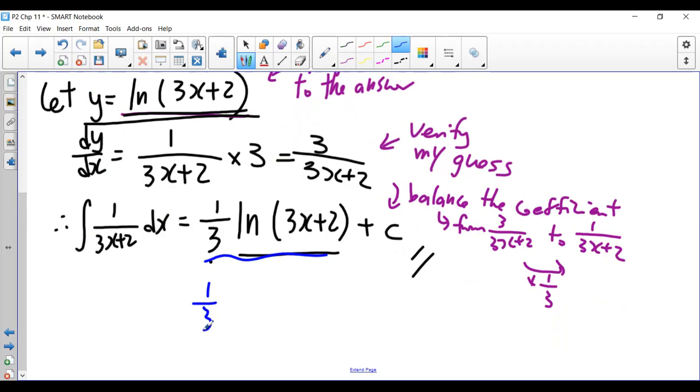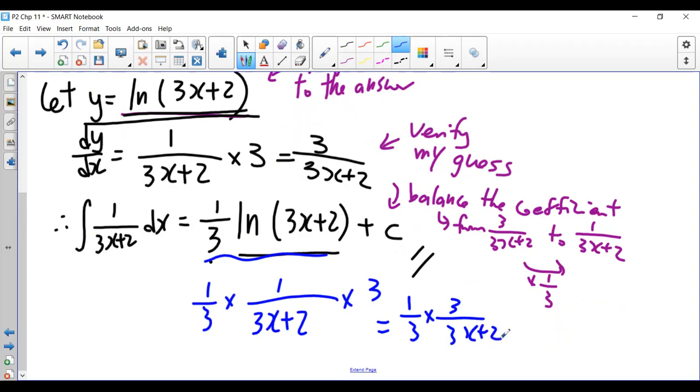1/3. Differentiate ln is 1 over 3x plus 2. Differentiate 3x plus 2 is 3. Therefore, it's a third times 3 over 3x plus 2. 3 and 3 cancel out. It's 1 over 3x plus 2. That's how we know the integral is correct. That's how you can verify: you can verify by differentiating the answer.